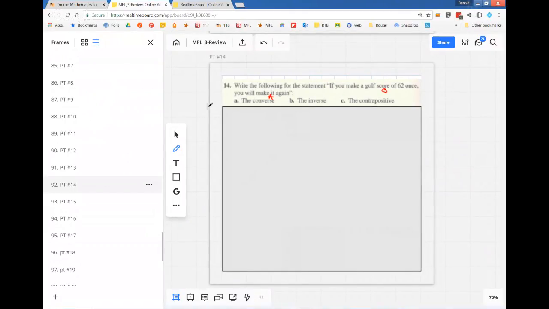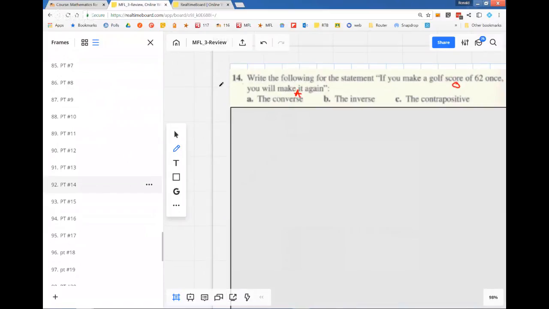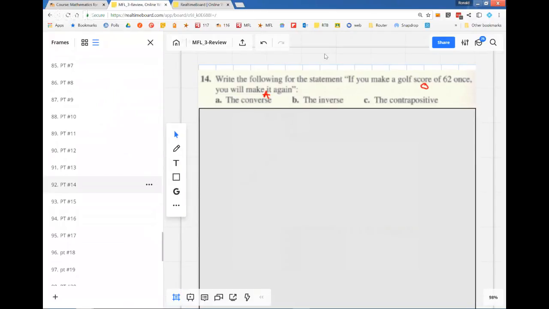So that's kind of a weird question, number 14, because it's just kind of awkward English. I don't think any golfer talks about making a score of 62. But anyway, you're supposed to take this: if you make a golf score of 62 once, you will make it again. So the if part is you make a golf score of 62 once. The then part is, even though there's no then, does everybody see it's implied? Yes. Then you will make it again.